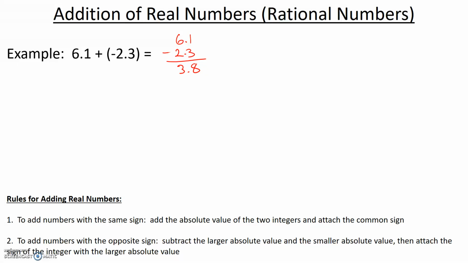To determine whether 3.8 is positive or negative, let's look at the number with the larger absolute value, which is 6.1. Since 6.1 is positive and it has a larger absolute value, the answer will also be positive.